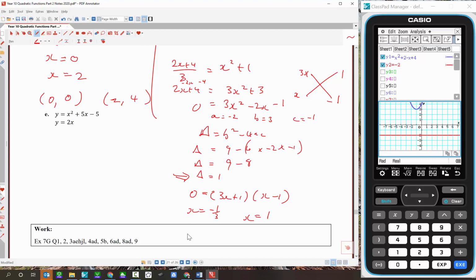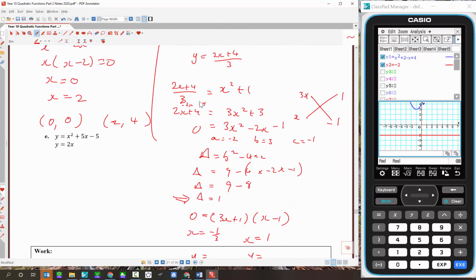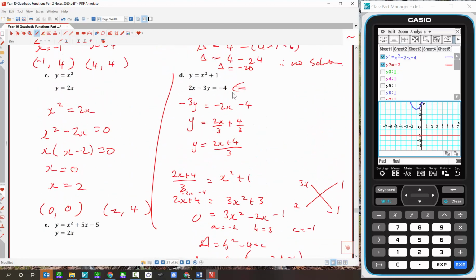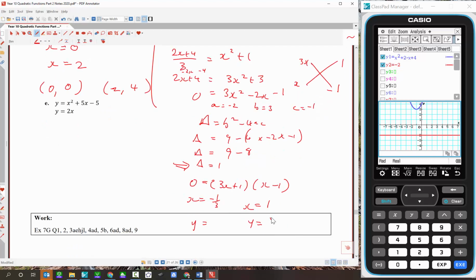All right, so now we need our y values. So when x is equal to 1, we just go up and have a look at the easiest one to sub values into. So it's going to be this one because 1 squared is 1, 1 plus 1 is 2. So there's one of our ordered pairs, 1, 2.